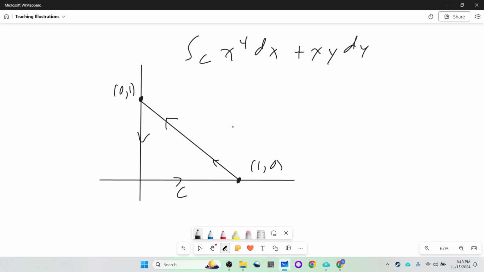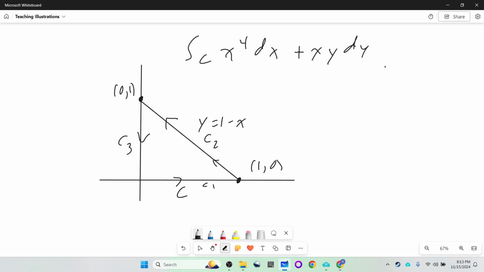Well, if we were to try to do this directly, we'd have to have a parameterization here for C1, C2, C3. We'd have, I guess, t comma 0. Then this would be y equals 1 minus x. We'd have t comma 1 minus t. And then we have 0 comma t. And we have to do 3 separate line integrals with 3 separate parameterizations.